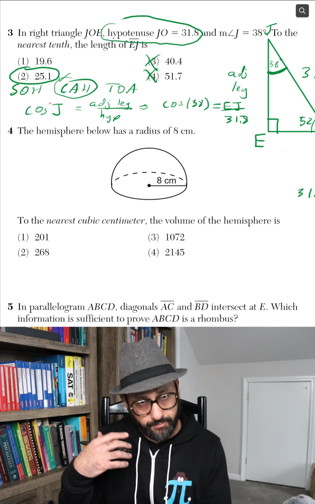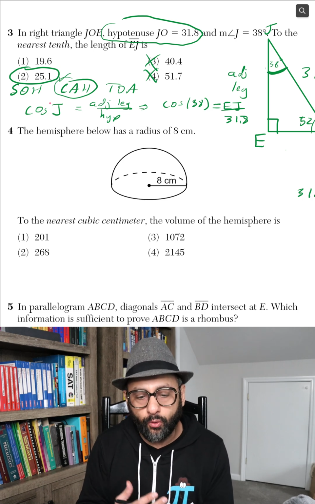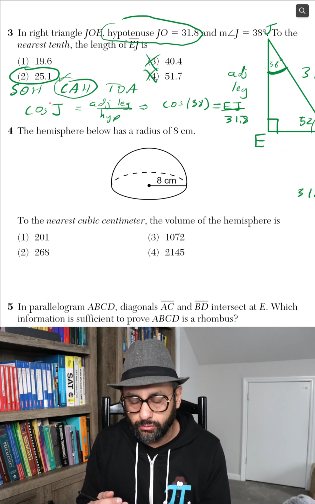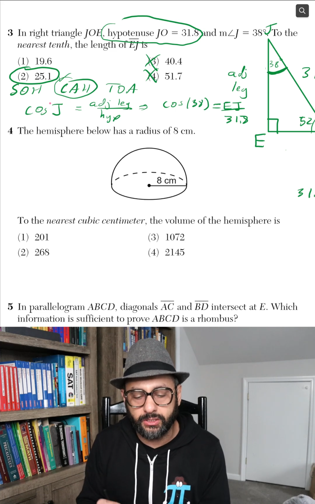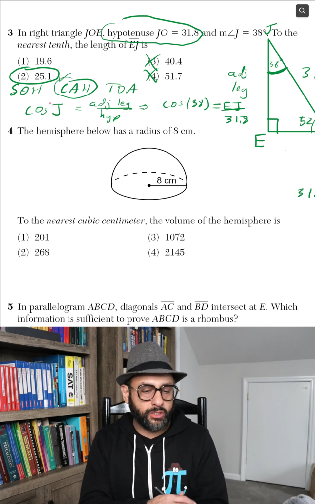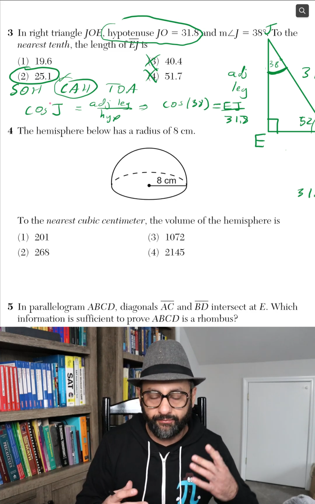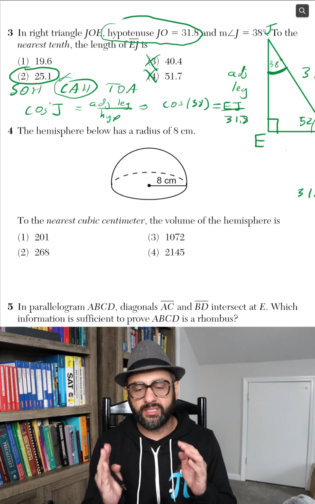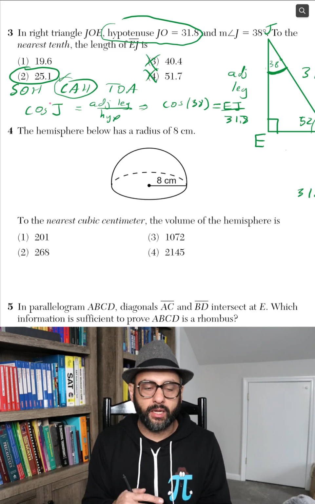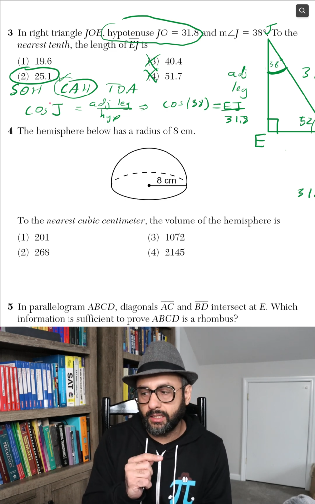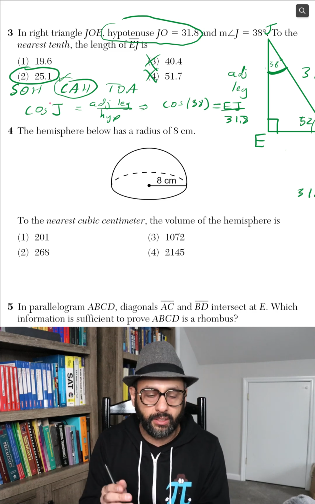I'm going to get the volume of the sphere and well, let's read the problem. Number 4, a hemisphere below has a radius of 8 centimeters. And I see that that's true, drawn to scale for sure. To the nearest cubic centimeter, the volume of the hemisphere is 201, 268, 1072, or 2145. Now, for me, I like doing process of elimination if it's quick for me. And if I put this hemisphere in the smallest gift box that I can, that gift box would be 16 by 16 by 8. And 16 times 16 is 256. That multiplied by 8 is about 2048.